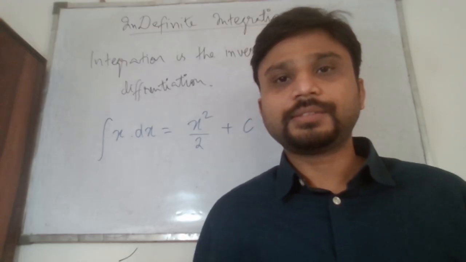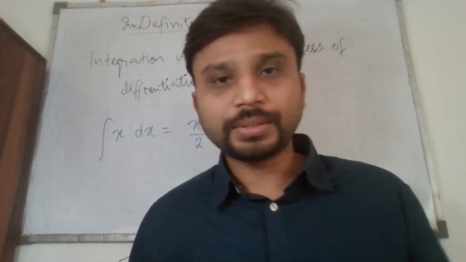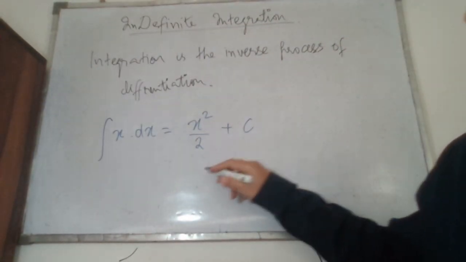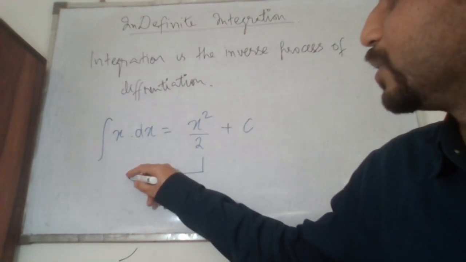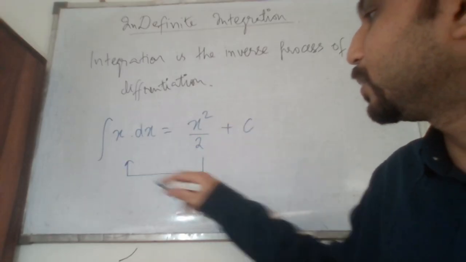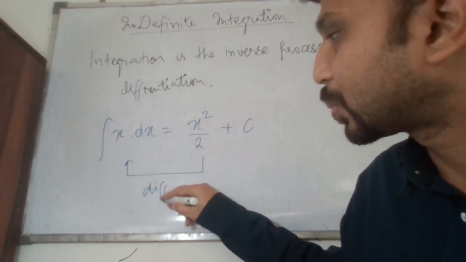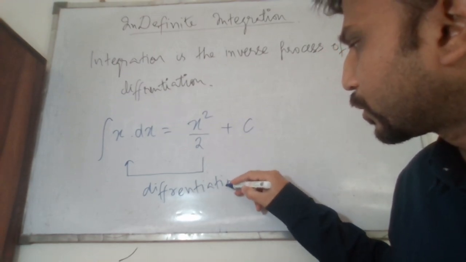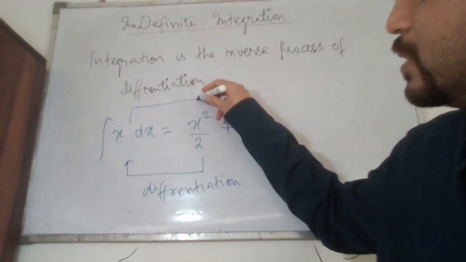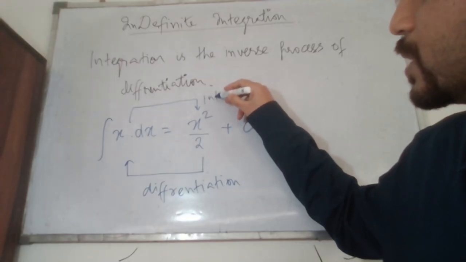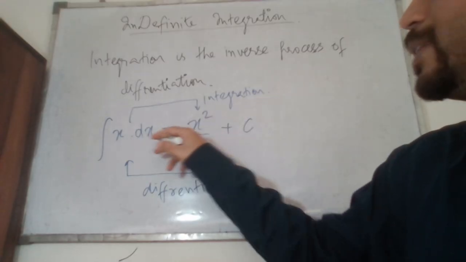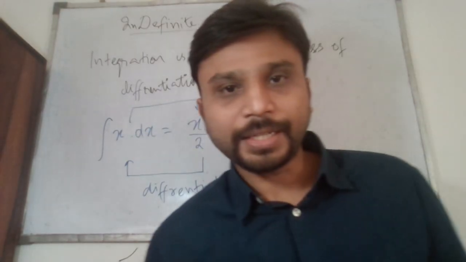Proceed in differentiation or integration. Differentiation is the process in which we get from this point to this point, and integration is this forward process in which we get from x dx to x square by 2.